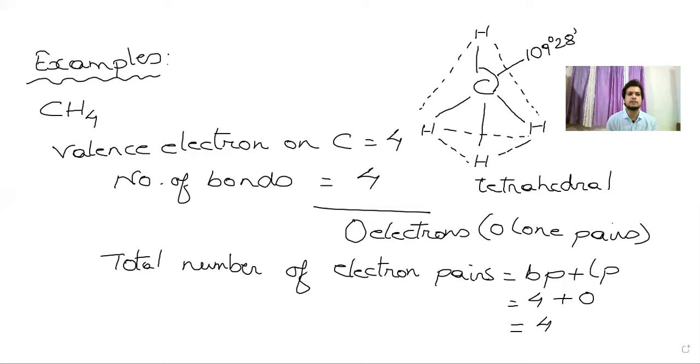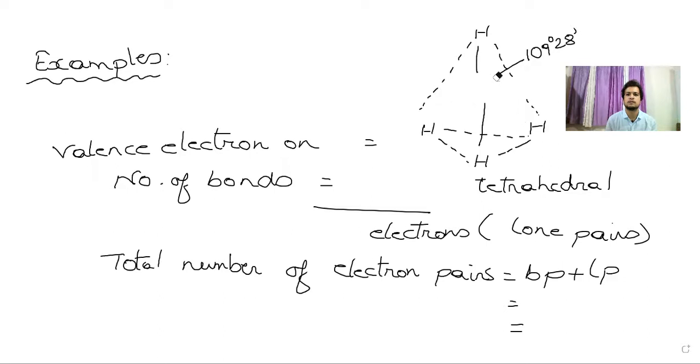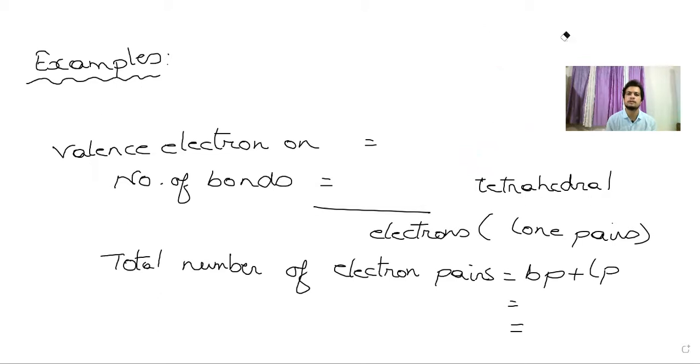Now let us try to take some other examples. So the next example which we'll be taking will be some other structure like PCl5. Very important, right? So let us try to take PCl5. Okay, so the next example, PCl5.